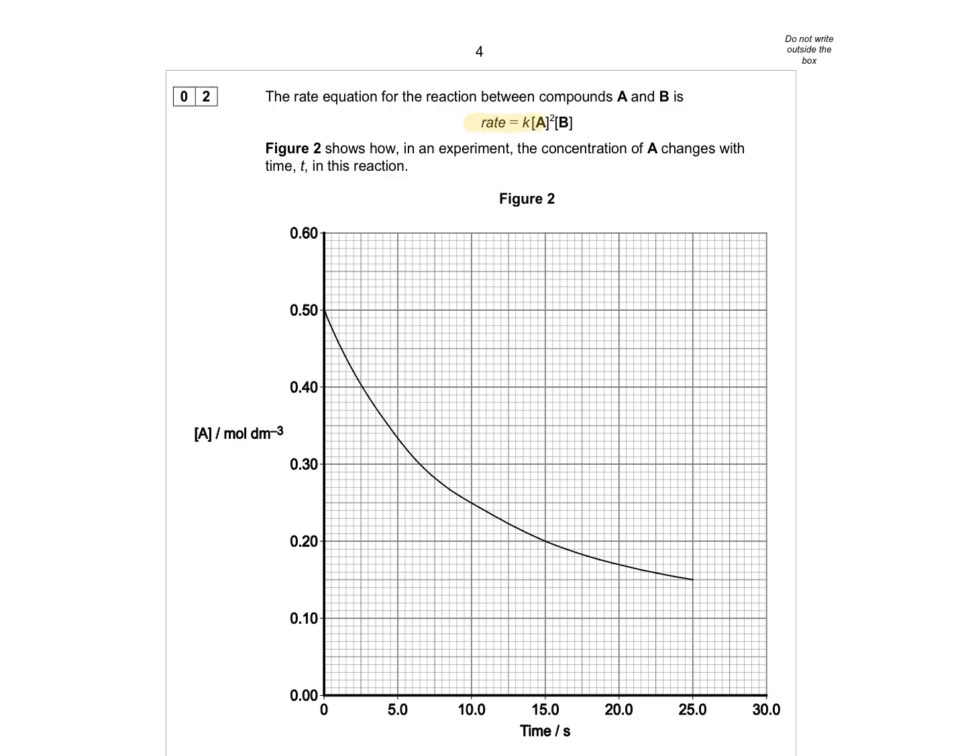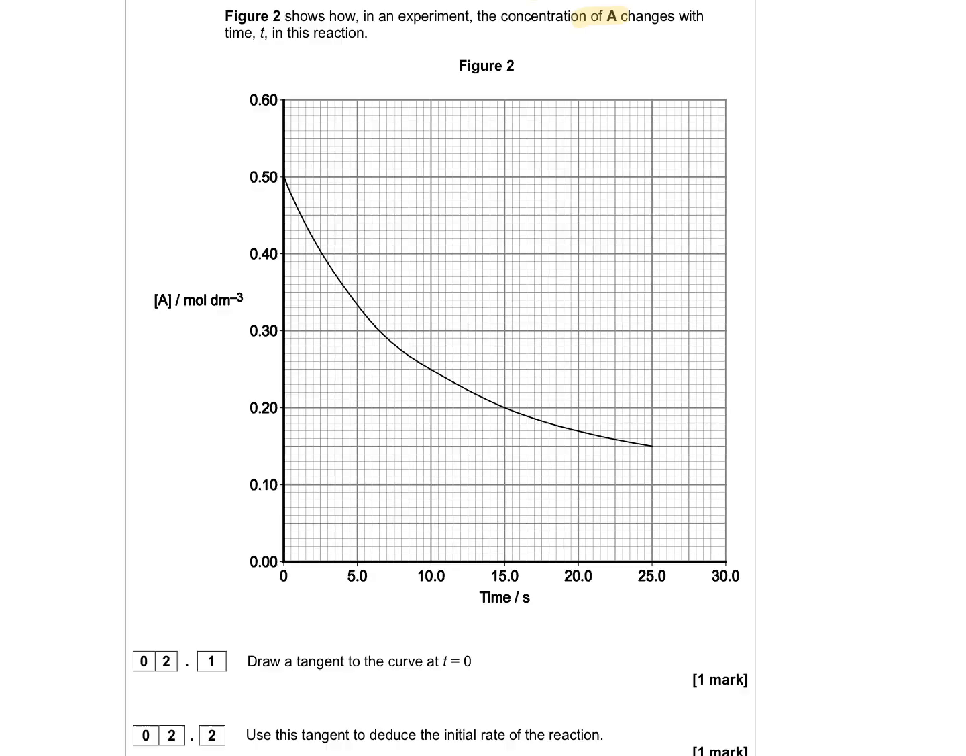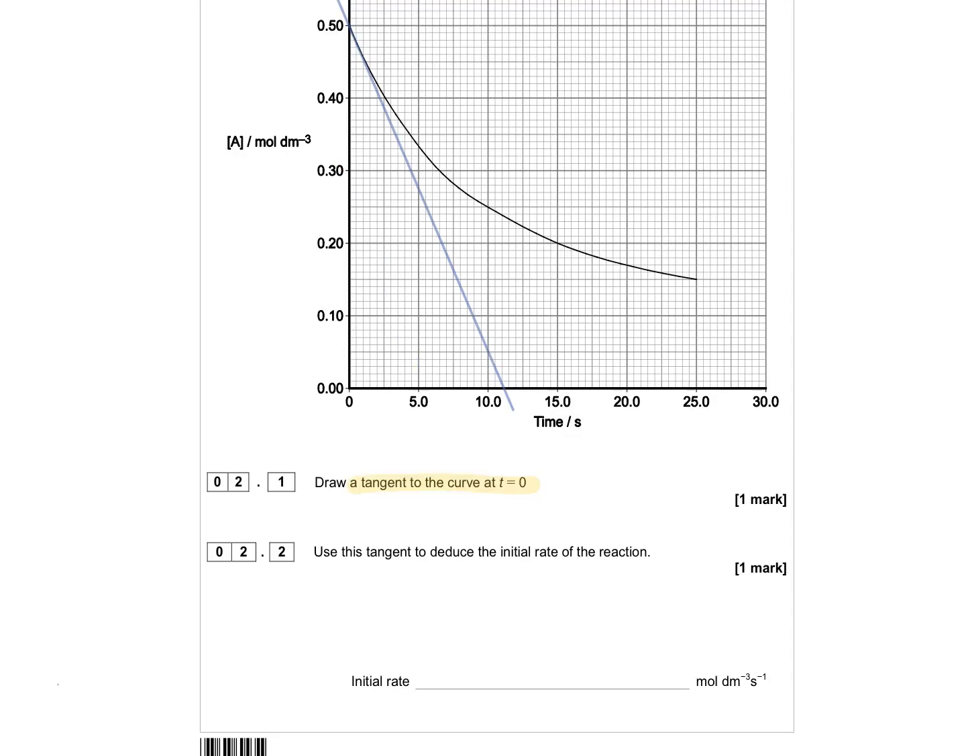Question 2 is a nice question about rate equations and rates of reaction, and the first step is just checking that you know how to draw a tangent. It's really important here that your tangent is in place and goes through the origin because it's at t equals 0. It's always a good idea to continue your tangent through the axes so that you can get as big a triangle underneath to work out your gradient.